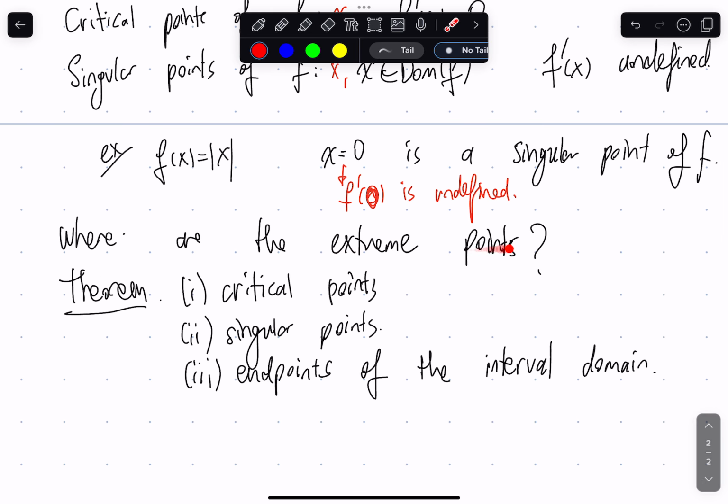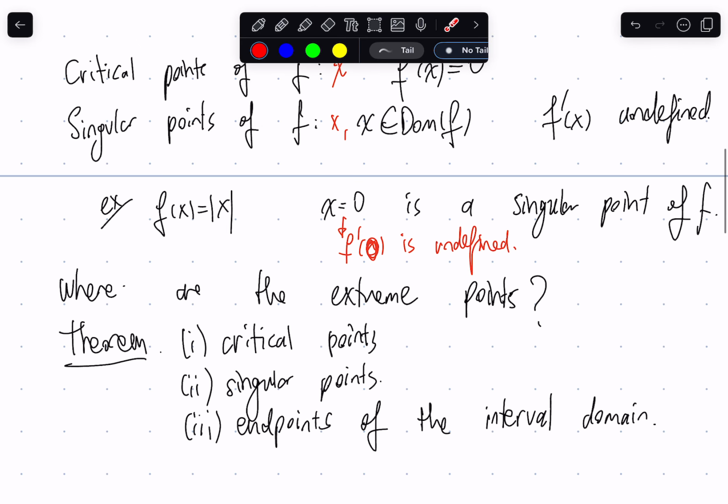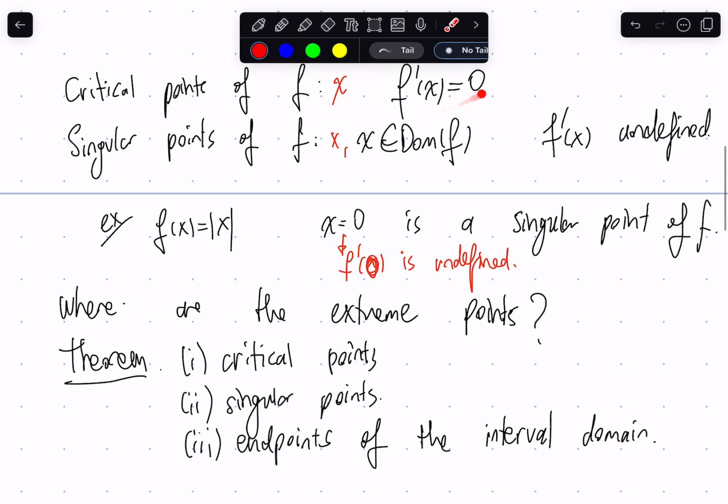Okay, so where are these extreme points? They can be located in three different places. One of them is critical points, the points where the derivative is 0. And the second one is singular points, those points where the derivative is undefined. And the last one is endpoints of the domain of definition of the function.